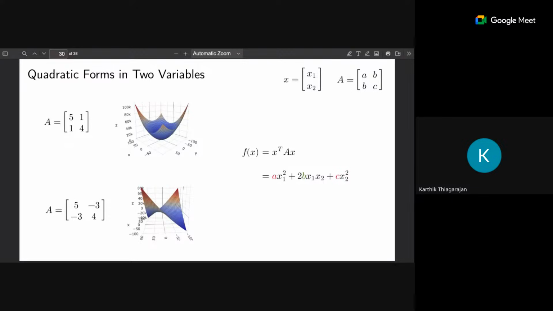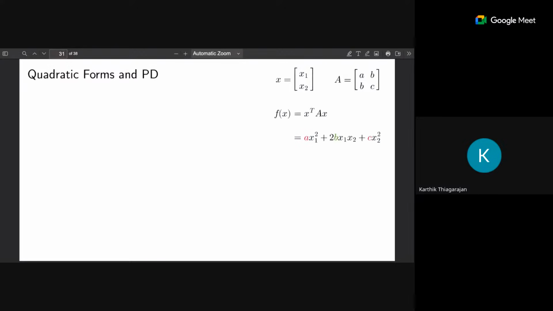This is somewhat an indefinite case. If you zoom in, you will see that in one direction it increases, in another direction it decreases. So this is a classic example of an indefinite case. This is just for visualization of what exactly these quadratic forms look like. That brings us to this exact thing we were discussing: quadratic forms and PD.